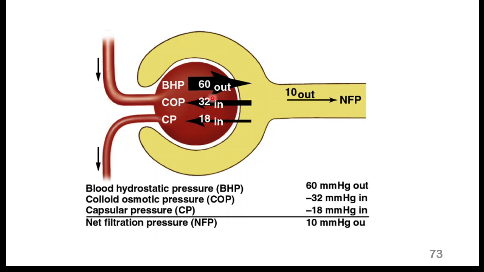But in this case, we find that the force pushing filtration is 60 millimeters of mercury, but the forces opposing filtration are altogether 50 millimeters of mercury in total, and so the net filtration pressure will now be 10 millimeters of mercury. That is the net filtration pressure. That's your 60 minus 32 minus 18, which gives 10.